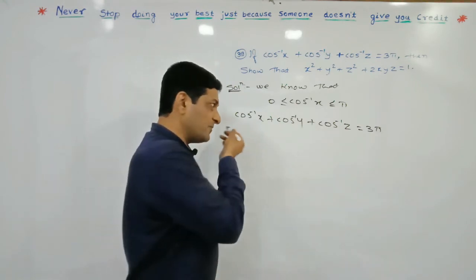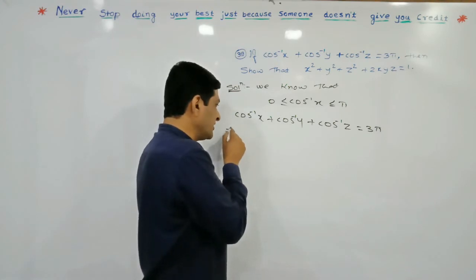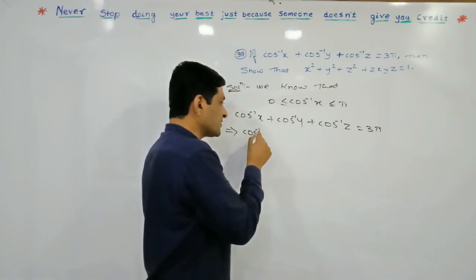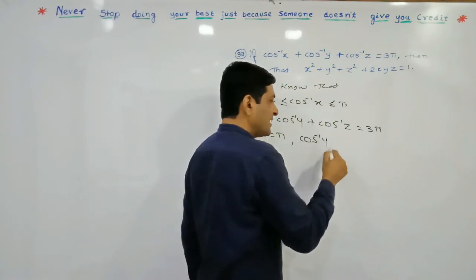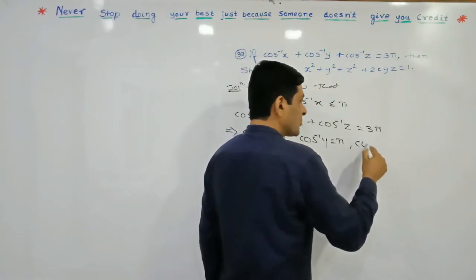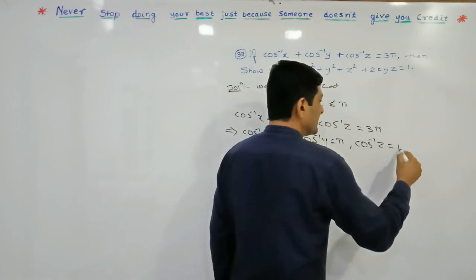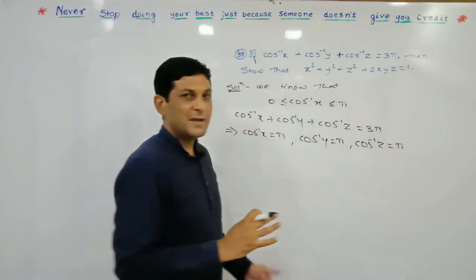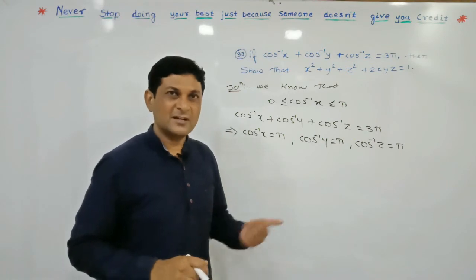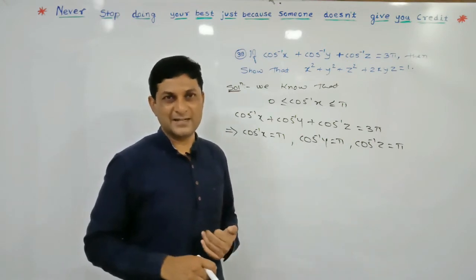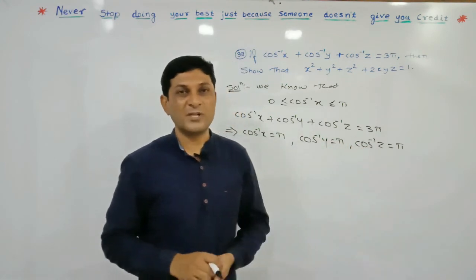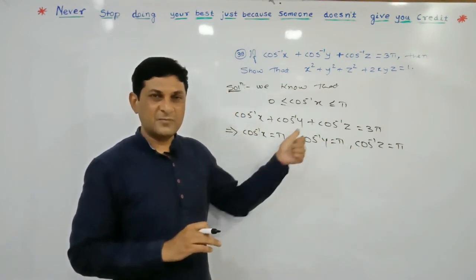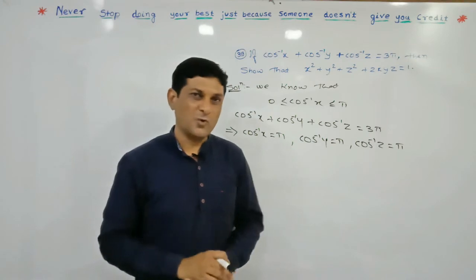So from this equation we can conclude that cos inverse of x is equal to pi, cos inverse of y is also equal to pi, and cos inverse of z is also equal to pi. The value cannot be greater than pi. If we consider a value smaller than pi, then this addition would not be equal to 3 pi. Means definitely the value of all the terms will be pi.